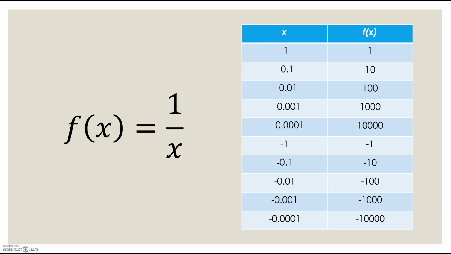So as I approach 0 from the other side, as I pick negative numbers getting closer and closer and closer to 0, my f of x is still going to get outrageously large. Well, technically outrageously small, right? Because now it's a negative number, right? So that's why I have an asymptote at x equals 0.